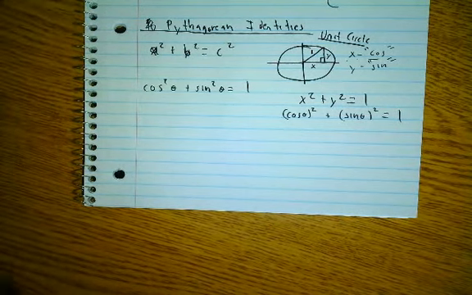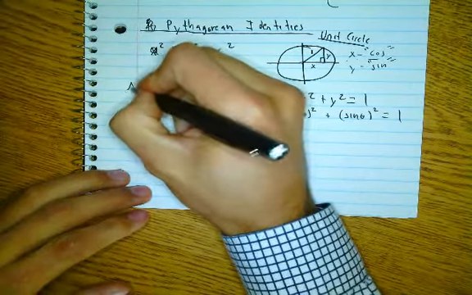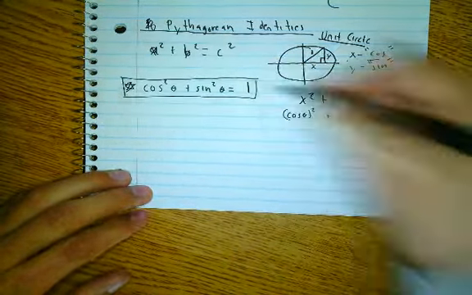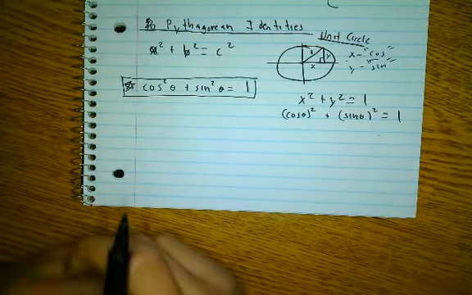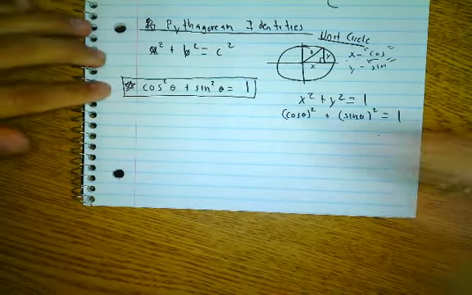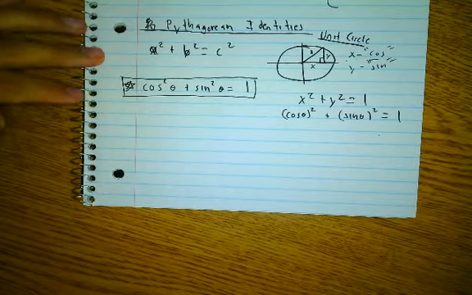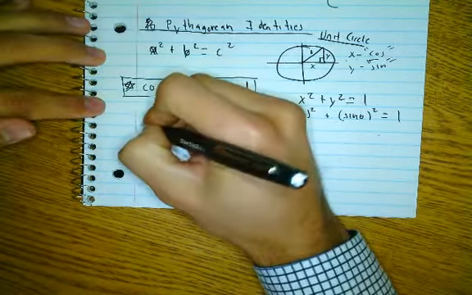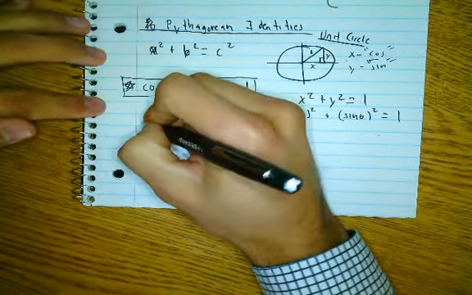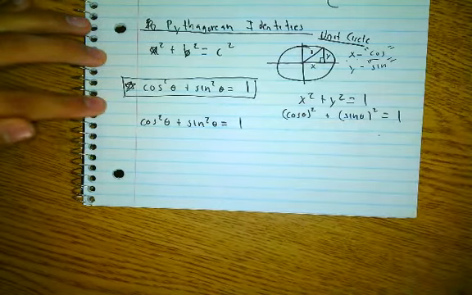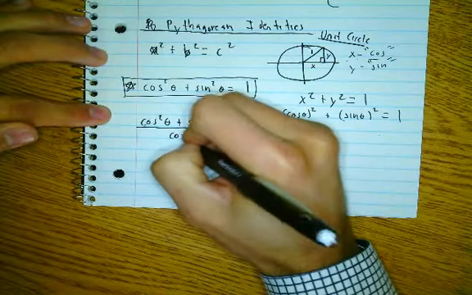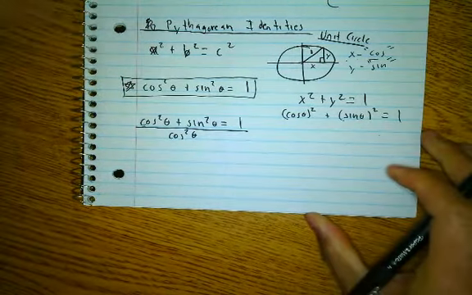Well, what if we take this one? This is one of the ones you're going to have to memorize. So just go ahead and box it, highlight it, or something. Okay? I'm going to take this identity, and I'm going to divide every term by cosine squared theta. So here's what I'm going to do. Cosine squared theta plus sine squared theta equals 1. I'm going to divide the entire thing by cosine squared theta, right?